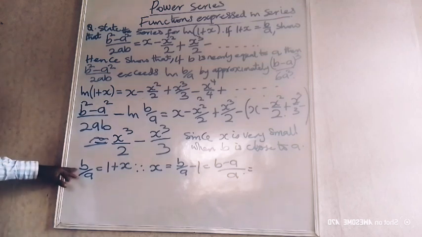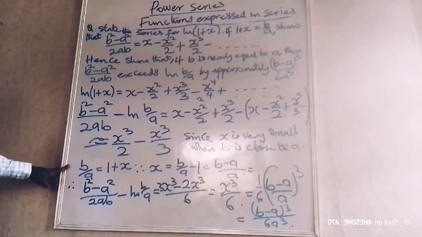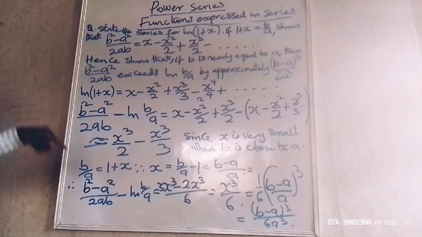And we have also noted that b over a is equal to 1 plus x. So x equals b over a minus 1, which is b minus a over a. Now let's work it out. From here, we can see x cubed over 2 minus x cubed over 3 is giving us x cubed over 6. And we know that x equals b minus a over a. So if you cube x, you get b minus a cubed over a cubed. So at the end, our answer is going to be b minus a cubed over 6a cubed.